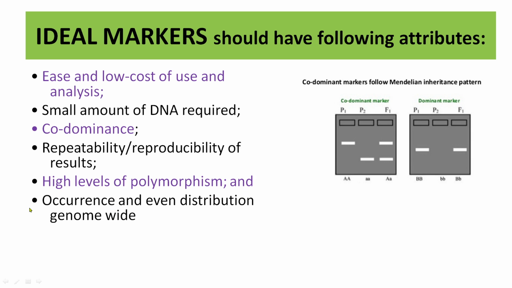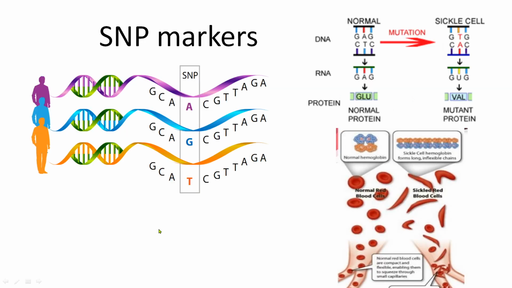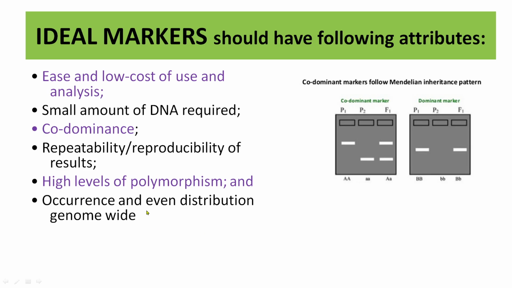The next one is occurrence and even distribution genome wide. We're talking about SNP markers, and the chances of occurrence of mutation at the nucleotide level. Because of the presence of mutation at the nucleotide level, the abundance of SNP markers in the genome is quite huge. So the even distribution across the genome is quite high in SNP markers. So SNP is ideal for such a trait.